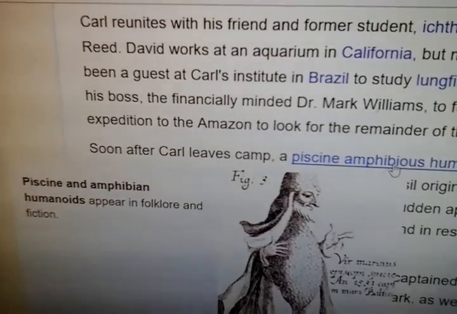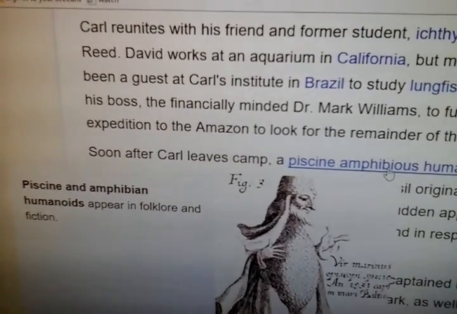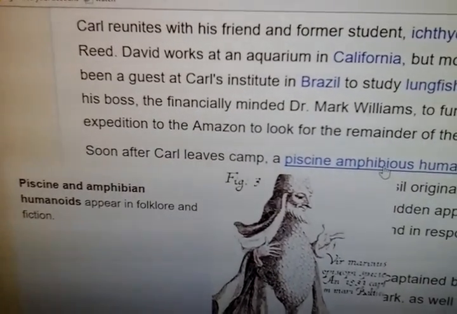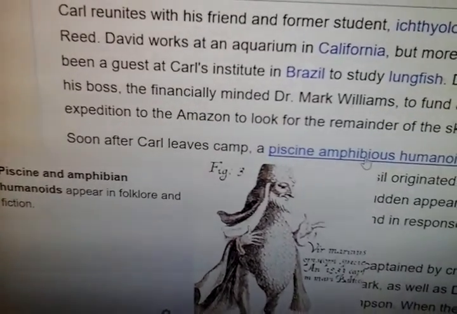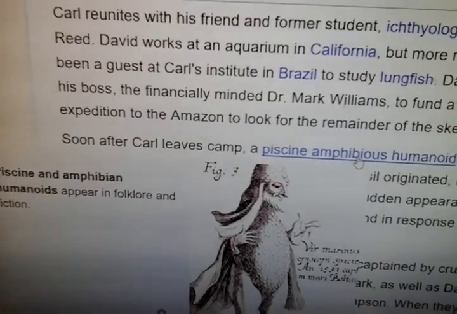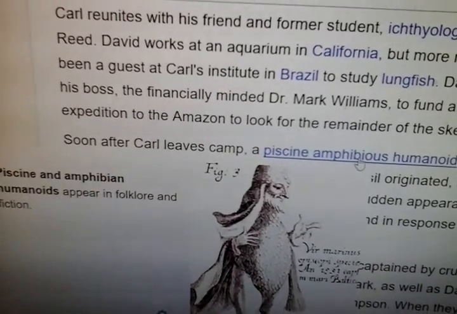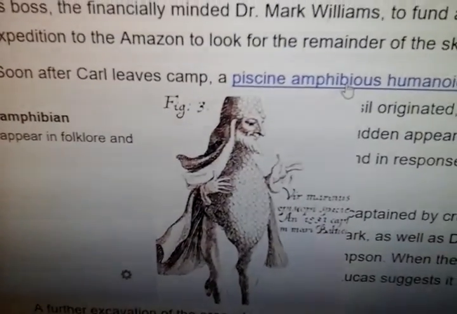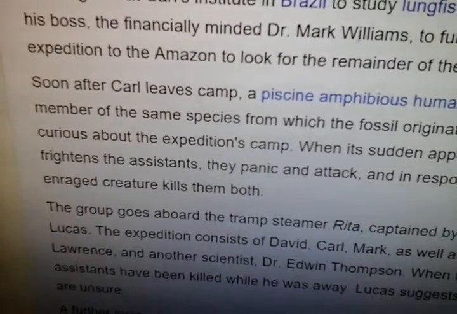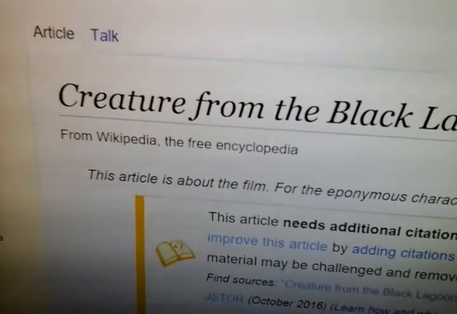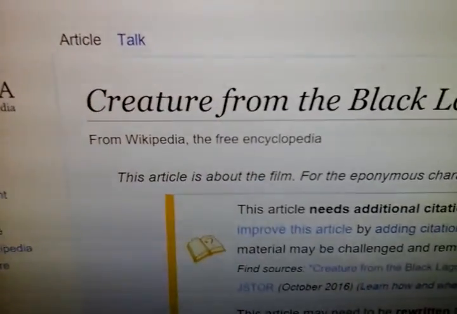Piscine and amphibian humanoids appear in folklore and fiction. So humanoid amphibious. What is an amphibian? An amphibian is a fish who can live in water. This is the same thing you see with Enki in the Sumerian Creation Tablet. He was god of the sea. Enki. Right?